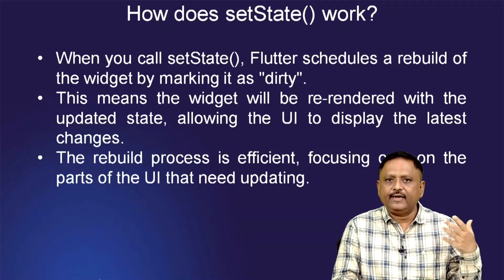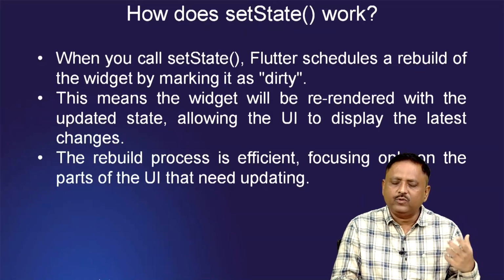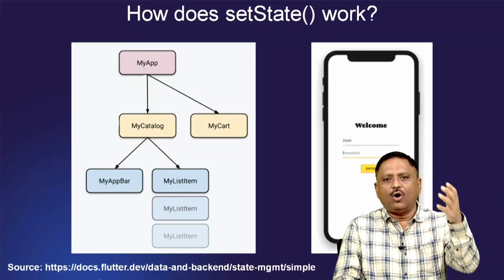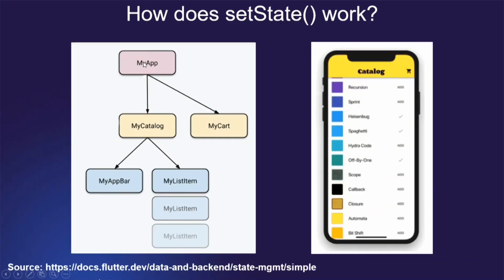Now let us understand when to use the set state method. So on screen you can see our app, which is my app. There is a my catalog and my cart. So we have two screens or widgets, my catalog and my cart. Inside my catalog, we have my app bar and my list items, right?